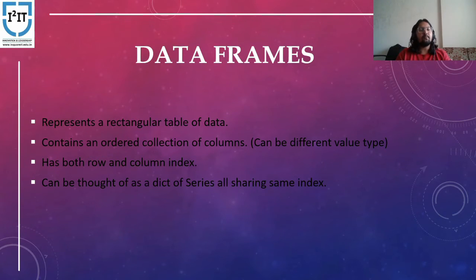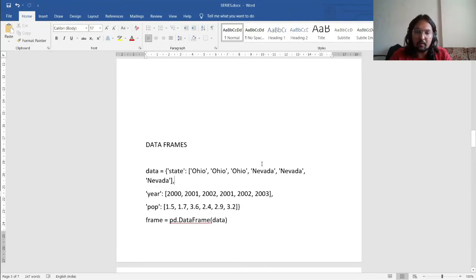A data frame can be thought of as a series all holding the same index. So what that means is that when rows and columns are given, each row has a set of data in a column. Row number one has a series of data, row number two has a series of data again, row number three, row number four. So this means that it can be thought of as a dictionary of series all sharing the same indexes. Now let us look at some programs.